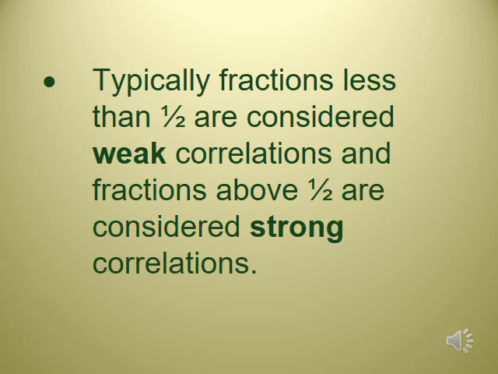But the idea is the closer you get to 1, the stronger the correlation is. The closer you get to 0, the weaker it is. If you have negative correlations, it's close to 0 and close to -1.